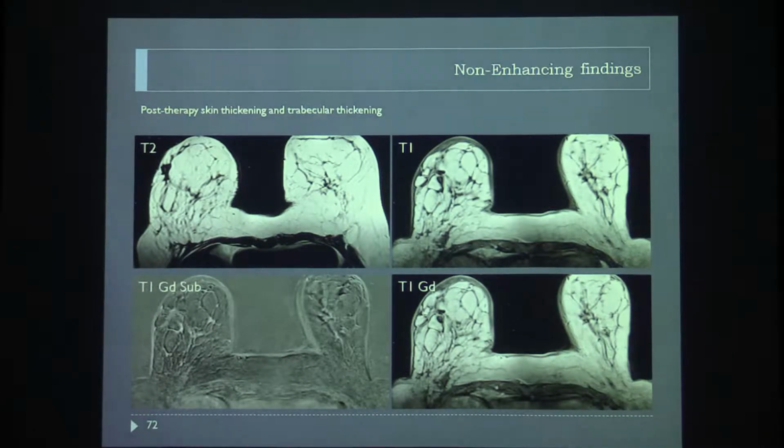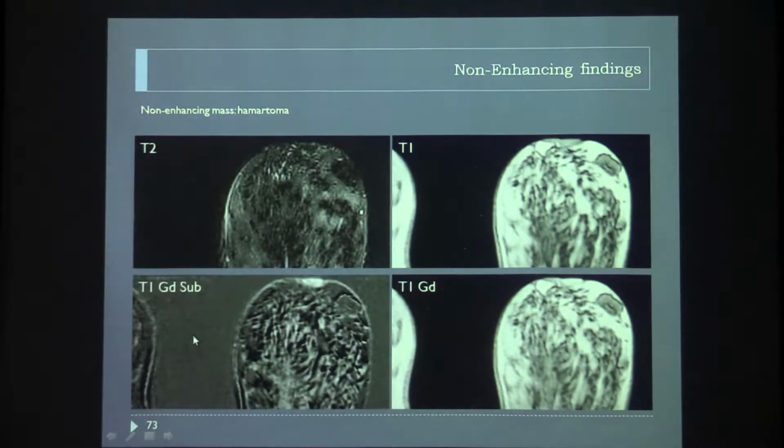Non-enhancing findings also include post-therapy thickening of the skin and trabecular thickening. Here you have this right breast with the skin, and you can see the trabeculae very well. And the last example of non-enhancing findings, this is a mass, but as you can see, there is absolutely no enhancement. We have to pay attention that there is enhancement in the heart, so this is not a technical issue.